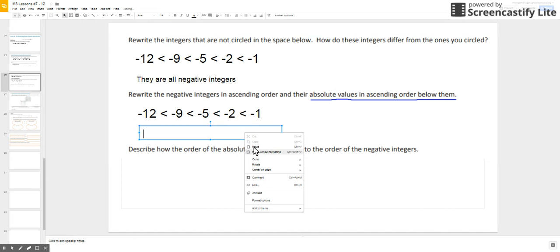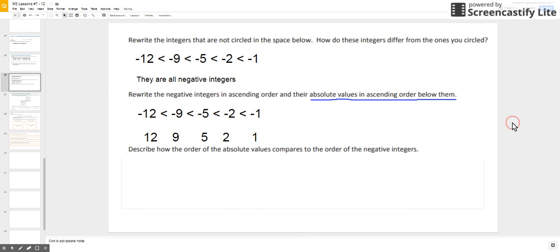If we look at these two sets of numbers, the top portion is in ascending order because it goes from the smallest number to the largest number. -12 is smaller than -1. If we look at their absolute values, this is not in ascending order, going 12 to 9, 5, 2, and 1. This is in descending order. It's getting smaller and smaller. So in ascending order, the 1 would become first. That's the smallest number. 2 is next, 5, 9, and 12. So these are actually backwards.